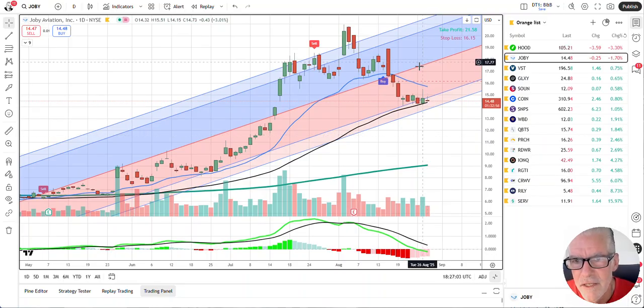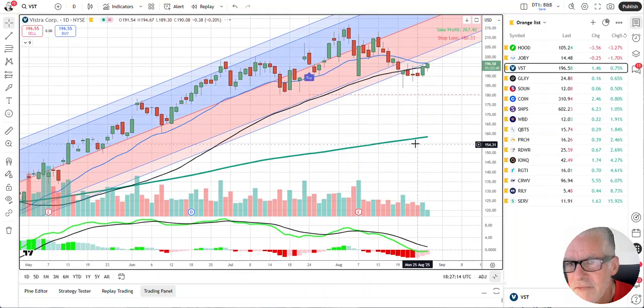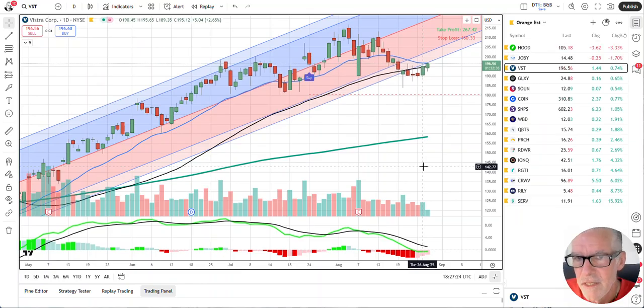Why? Because 21 above the 50, 50 above the 200, down here in the pink zone, just hovering in a tight consolidation above the 50. All right, VST is a play on data centers. It's the energy supplier for big data centers, and they have a very unique product there in energy. And it's also firing on all cylinders.